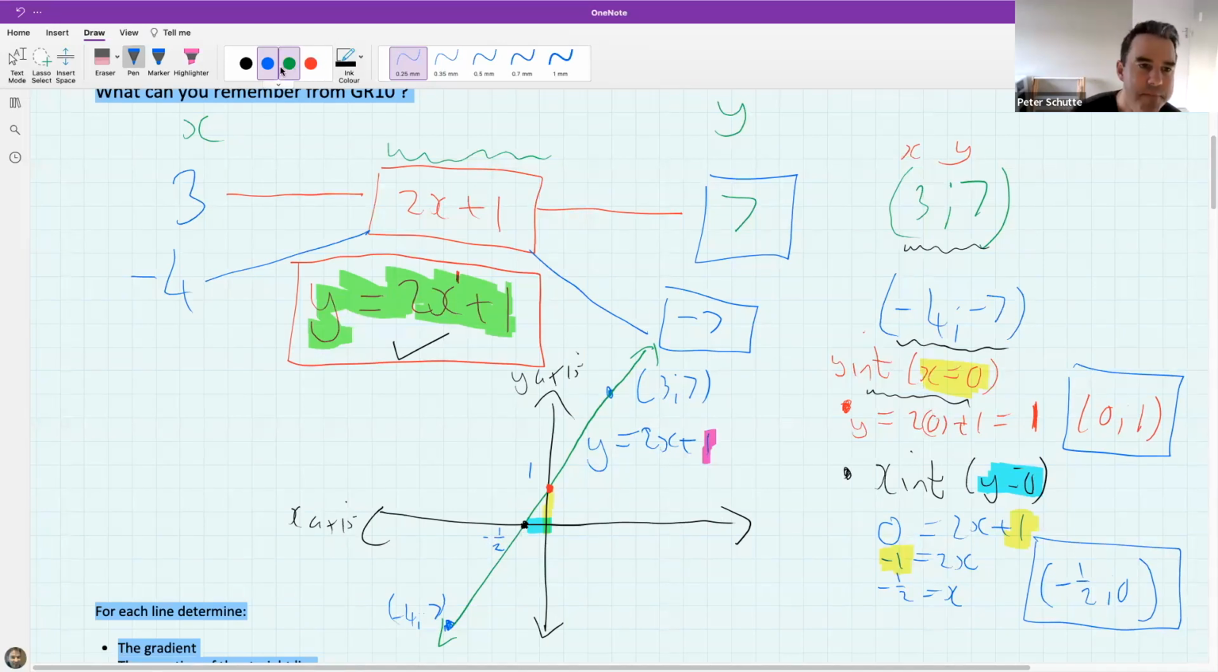Cool. Okay, so one thing I wanted to say is if you want another point on this line, all you need to do is take the original rule.